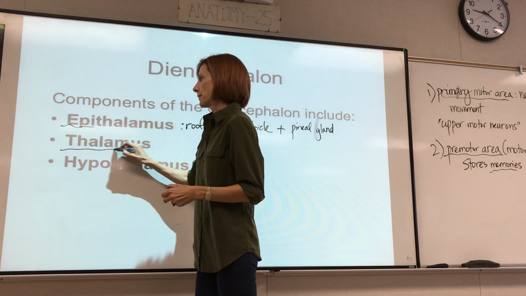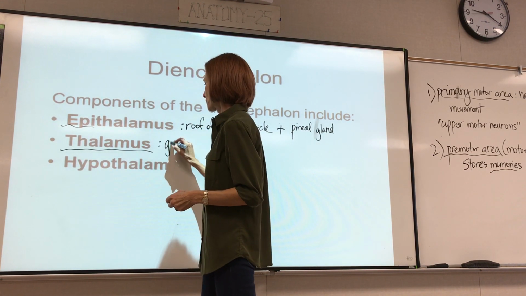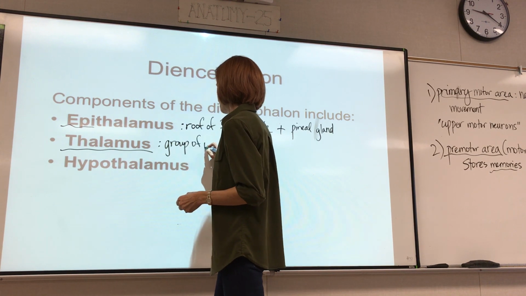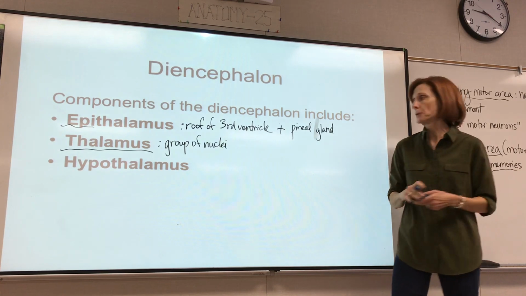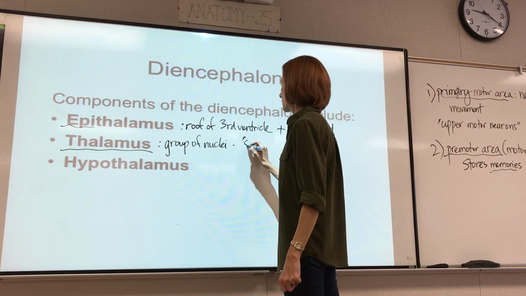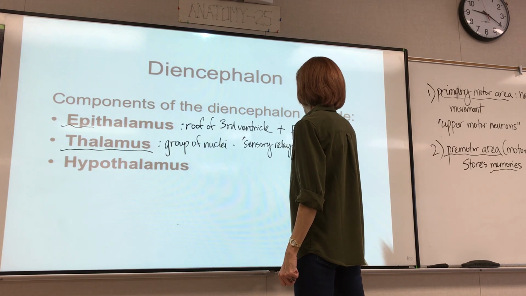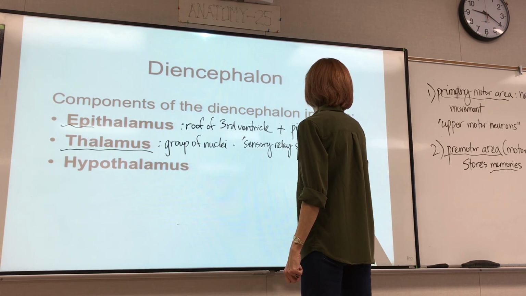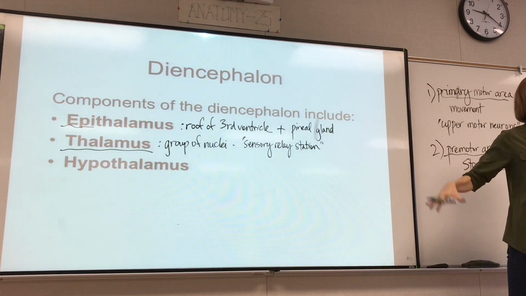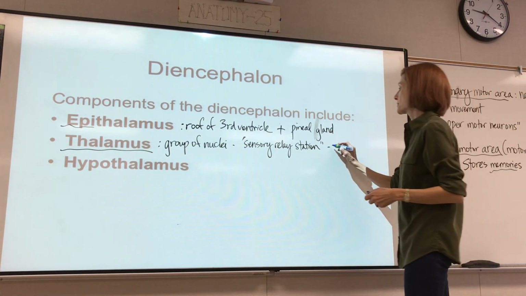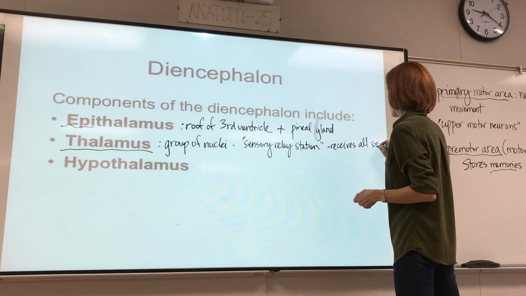The main structure in the diencephalon is the thalamus. The thalamus is really a group of nuclei. You don't need to know the names of all those nuclei, just know the name thalamus. It is nicknamed the sensory relay station because it receives almost all sensory information from the entire body. It actually receives everything except smell.